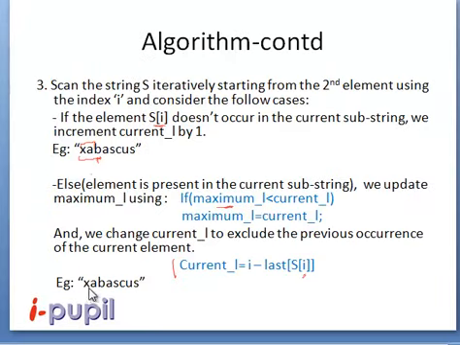Let's consider a previous example. Say the current string is XAB. Now A is encountered. Since it already exists in the substring, that is, it occurs at this index, we reduce the substring to BA to include the character A. So now the length of the substring reduces to 2 and the new substring is BA.